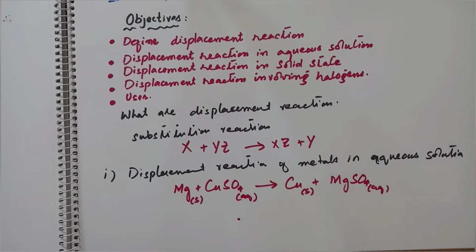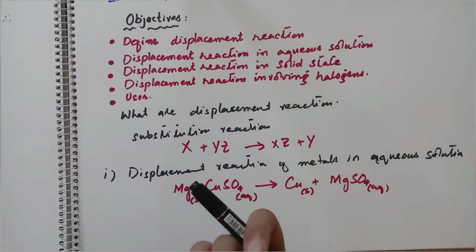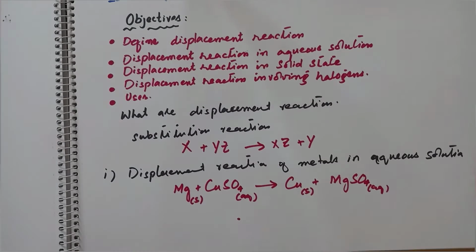So in this reaction, we can see that the magnesium metal replaces the copper from the copper sulfate and forms magnesium sulfate as a compound. Why does it replace? Because magnesium is a more electropositive or more reactive metal as compared to copper. So when magnesium is added to a copper sulfate solution, it will substitute the copper and form magnesium sulfate. And we will observe the reaction by the changing color of the solution.